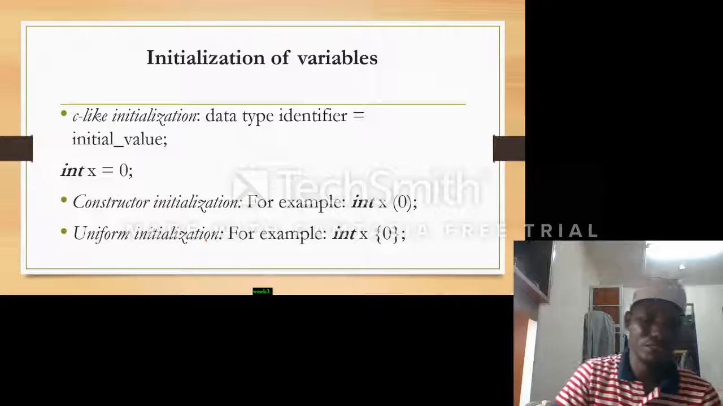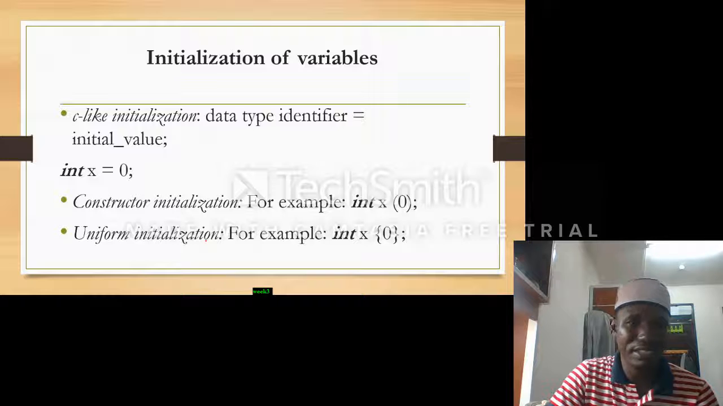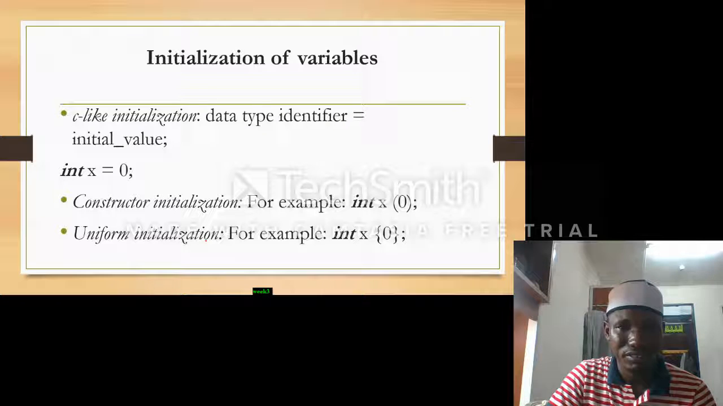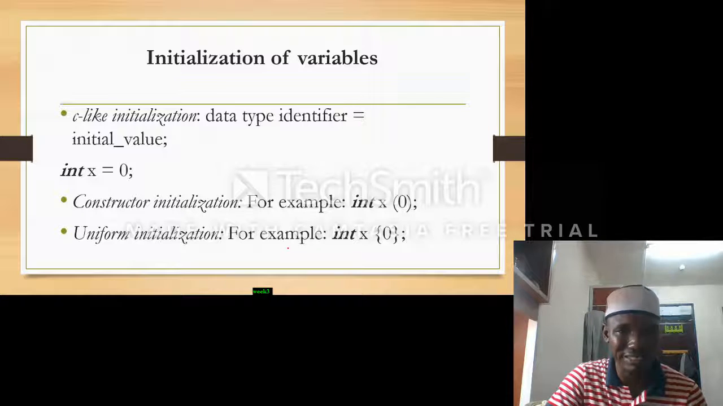Next thing is initialization of variables. C-like initialization is something like data type, identifier equal to initial value. That's the general form: data type, identifier equal to initial value. We just made mention of data type, and we made mention of identifier or variable. So what we have added here is just the equal sign and the initial value.